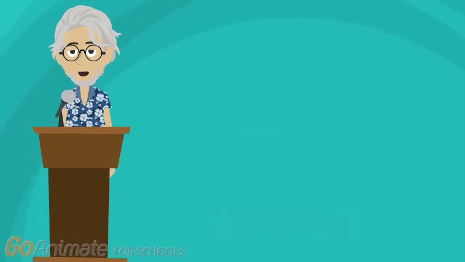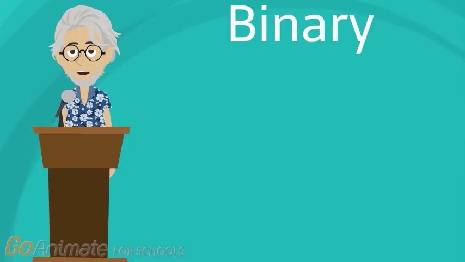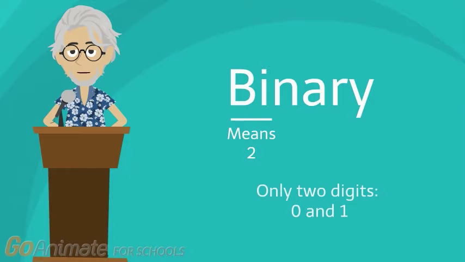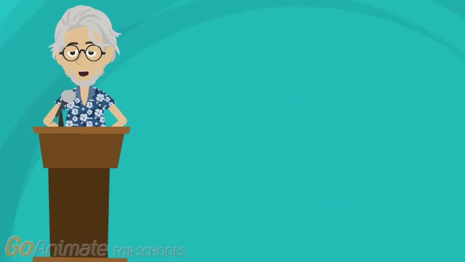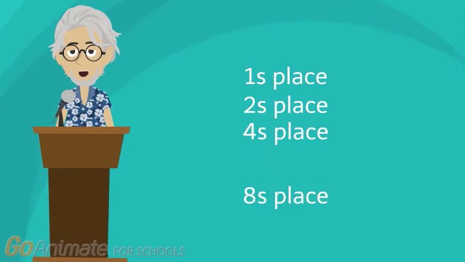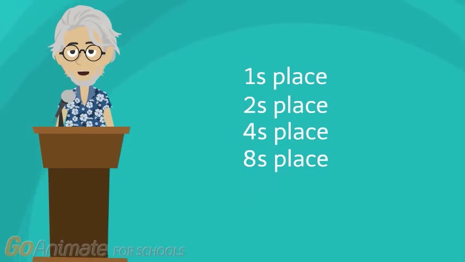Since computers use binary notation rather than decimal notation, let's look at how binary notation works. The bi in binary means 2, so we have only 2 digits, 0 and 1. Instead of having a ones place and tens place and so on, we now have a ones place, a twos place, a fours place, an eights place, and so on, going up by powers of 2.